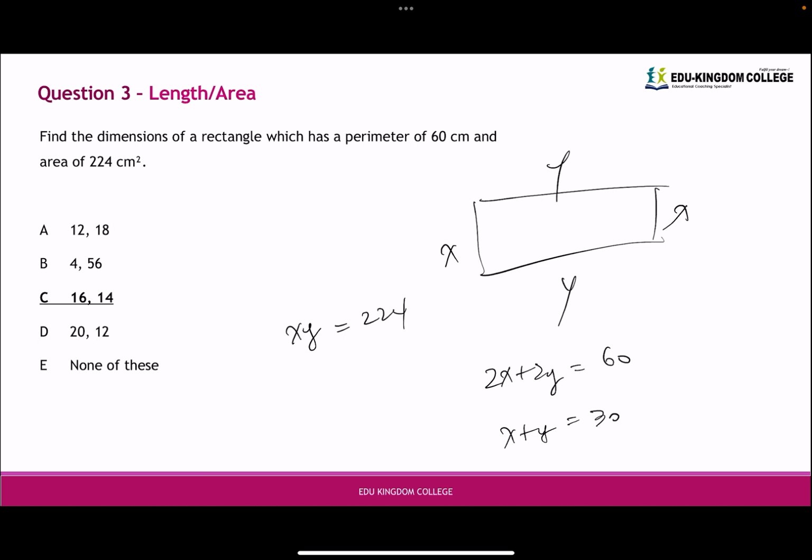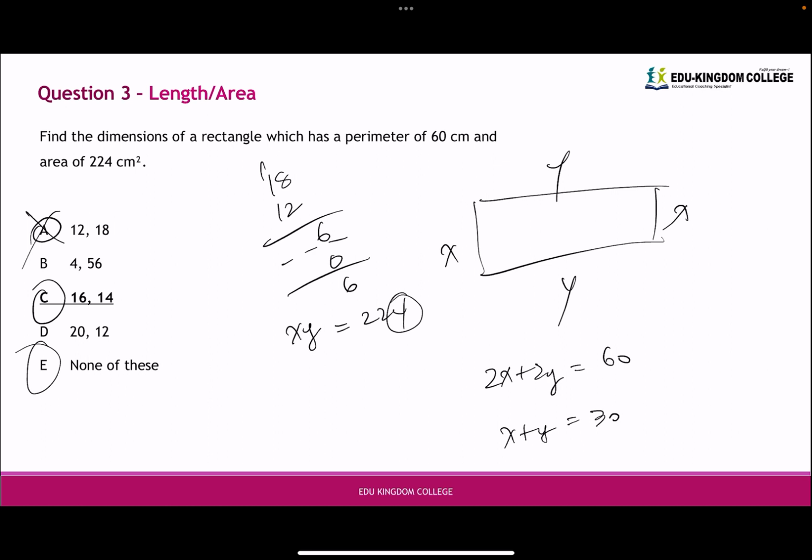Now, the only two options that add up to 30 are A and C, otherwise it has to be E. Okay, so let's try out A and C first. When we multiply them together, the first digit we get has to be 4. So when we do 18 times 12, the first digit we're going to get is actually 6. So that doesn't work. So 2 times 8 gives us 16, so it's going to be 6, which means that it's not A.